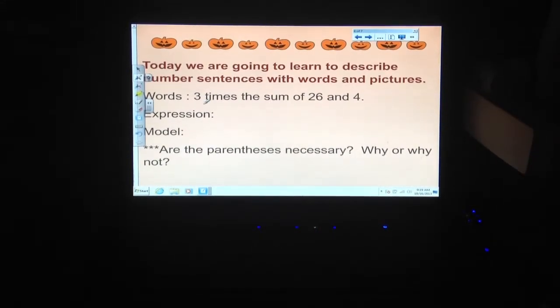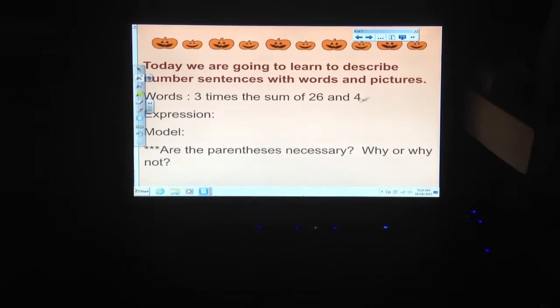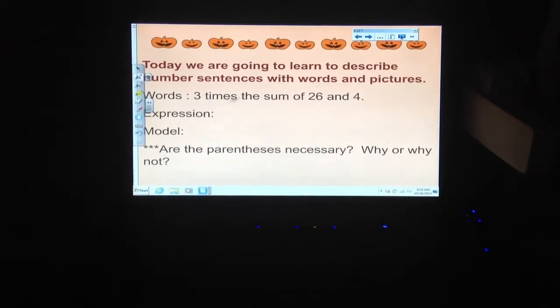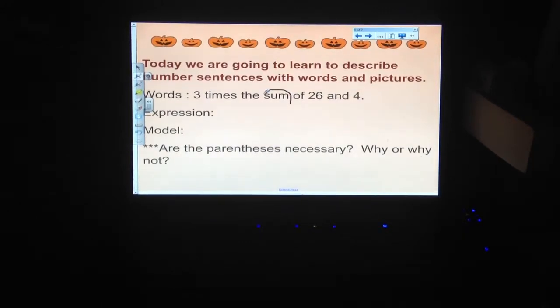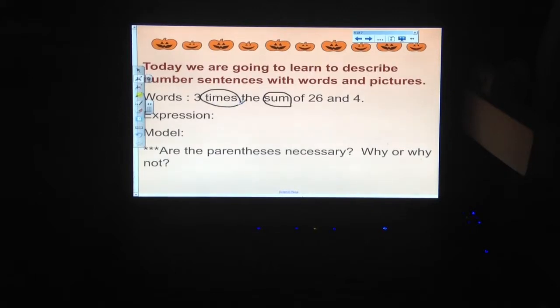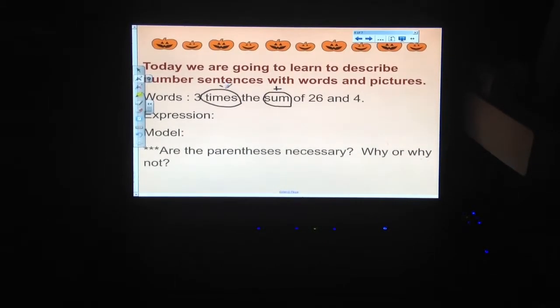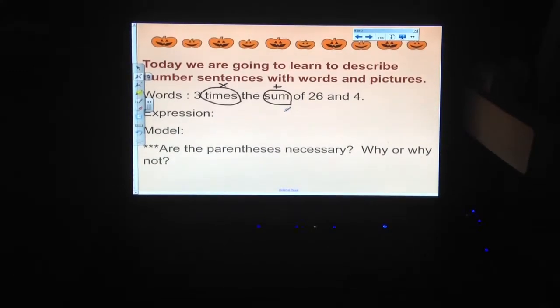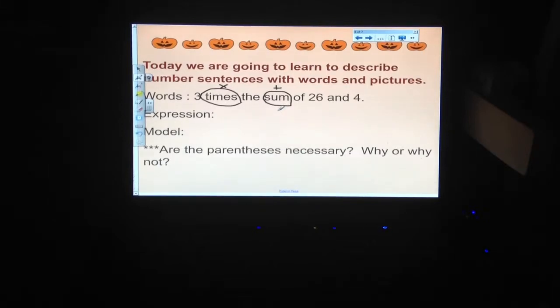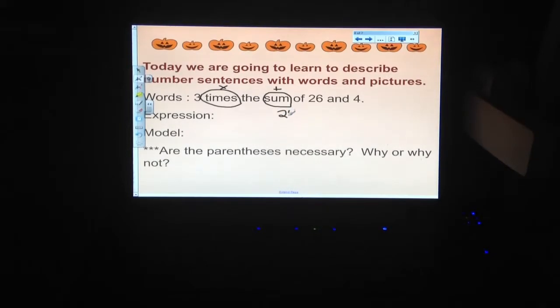So for this first one, you can see that written in words it looks different. 3 times the sum of 26 and 4. So I want to key in on a couple words here. I have sum and I have times. And I know that sum is going to tell me to add, and I know that times is going to tell me to multiply. The sum of 26 and 4. So that's the first part that I want to write out.